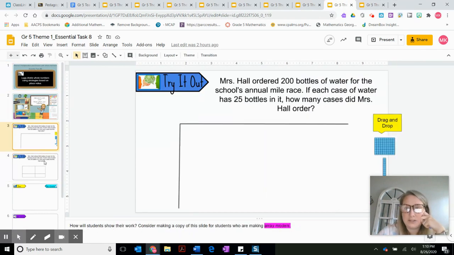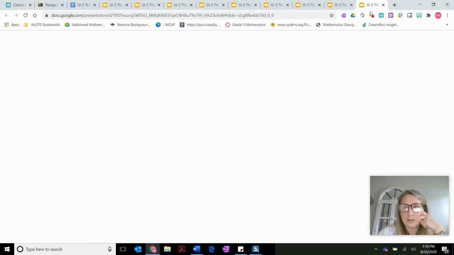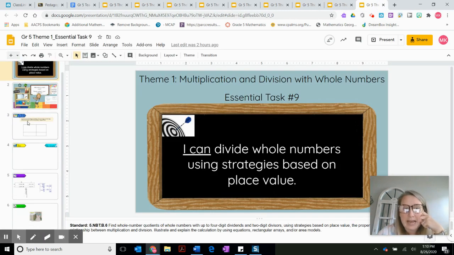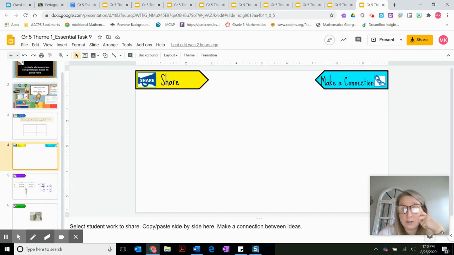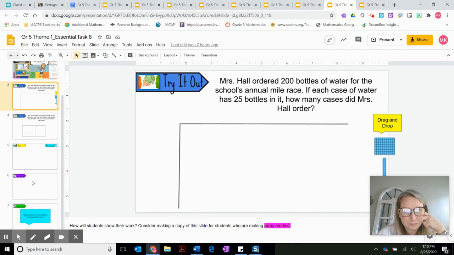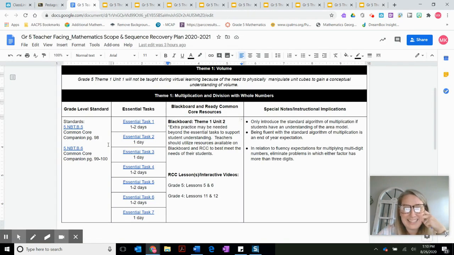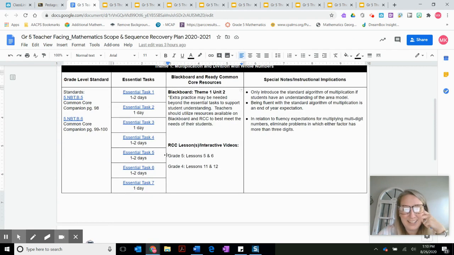This is just another day of practice using array model, area model. Essential task 9, you'll also have partial quotients thrown in, thinking about how it is similar to an area model, how it is different than an area model. So that is this first topic in a nutshell.